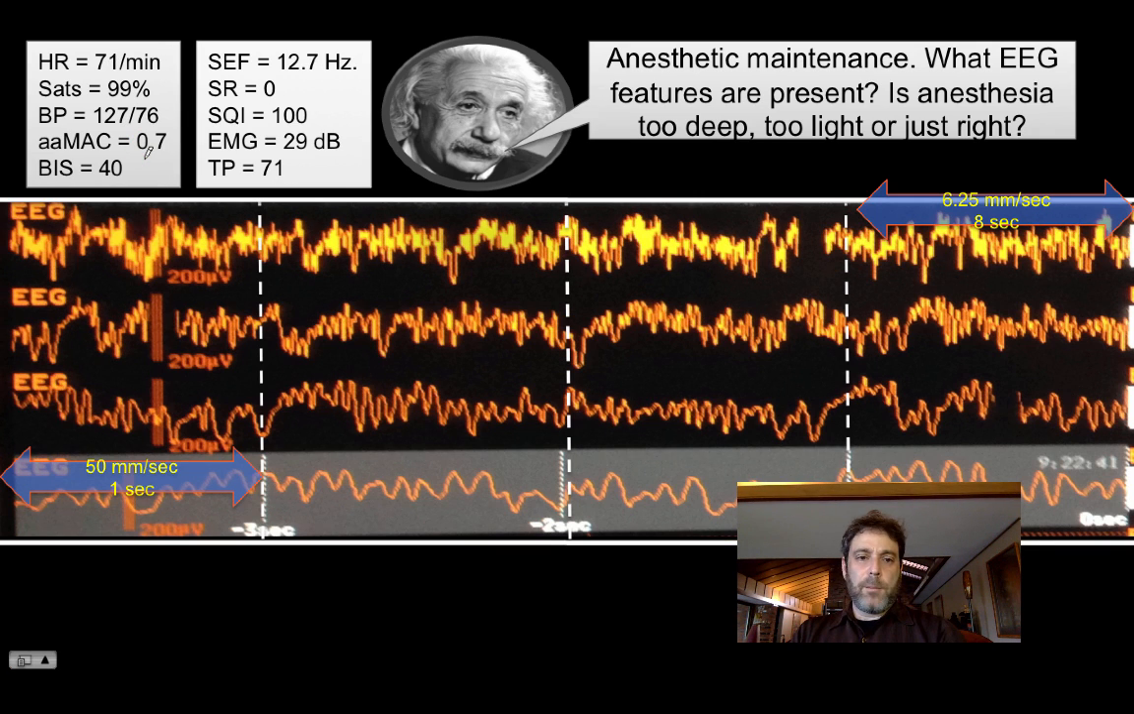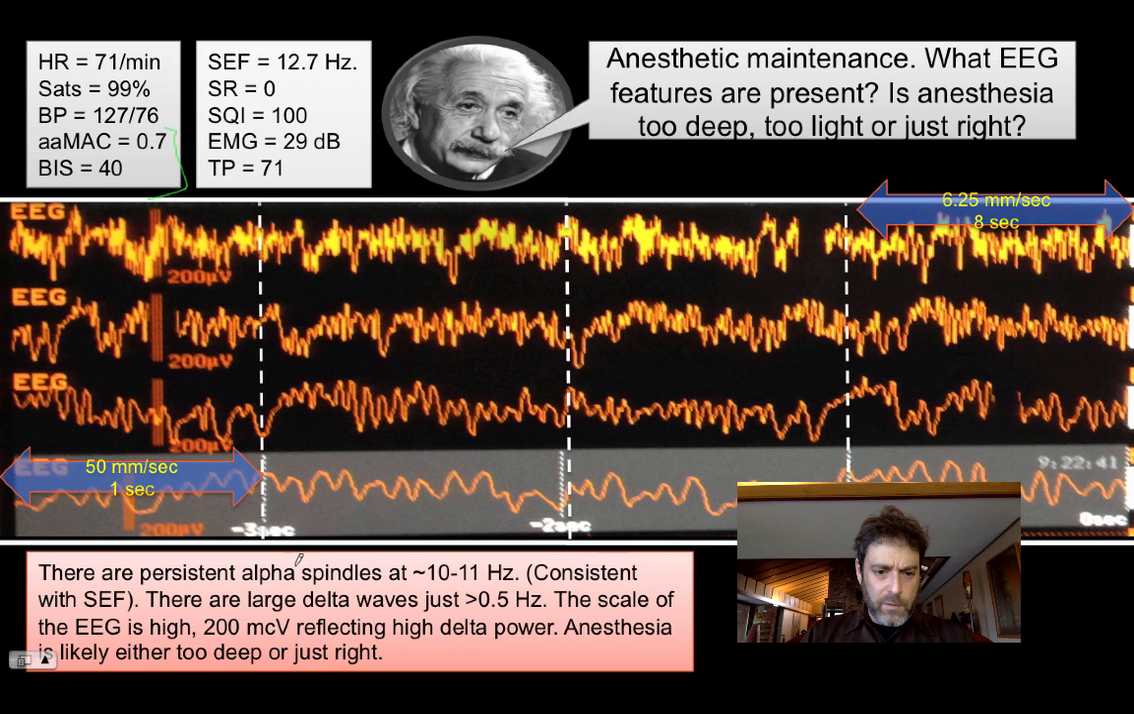All right, how about this example? Now we're at 0.7 Mach and the BIS is 40. And what features do we see? Well, here we have spindles again at 10 to 11 hertz if you count them. You've also got these delta waves that you can see at greater than half a hertz. We still have the scale at 200 microvolts, so relatively high power of this EEG. So anesthesia could still be too deep or just right. It's more reassuring that our age-adjusted Mach is more consistent with what we might expect.